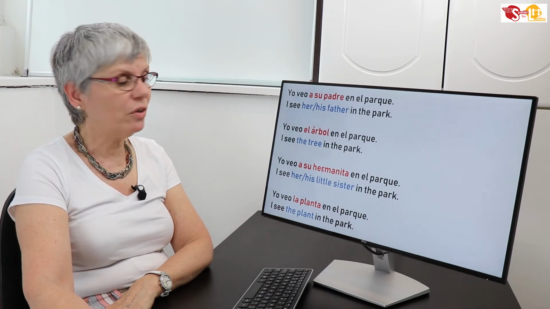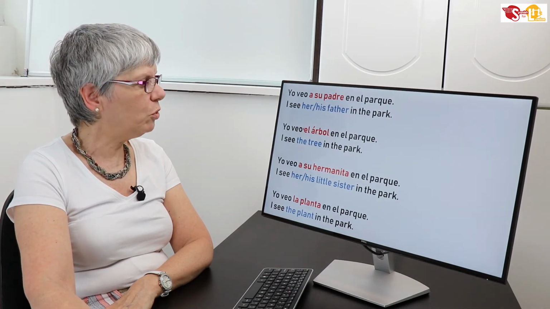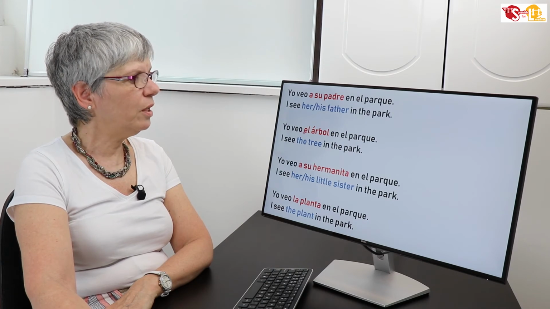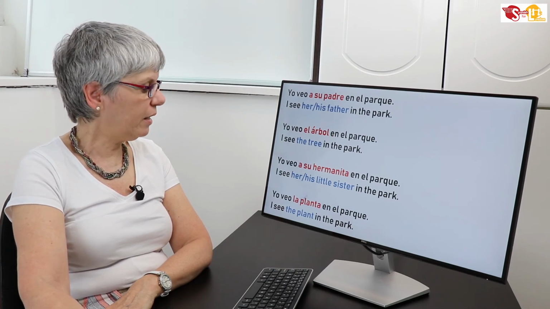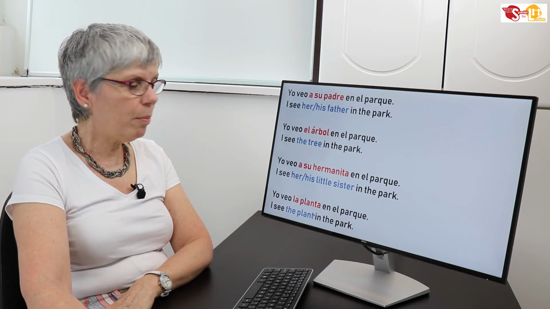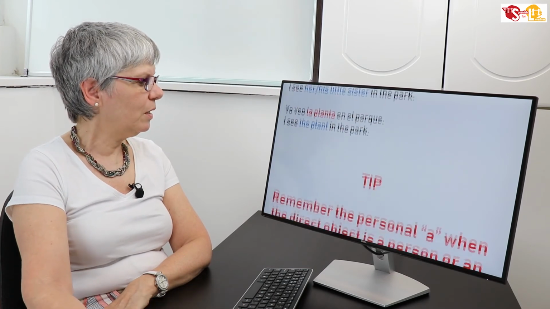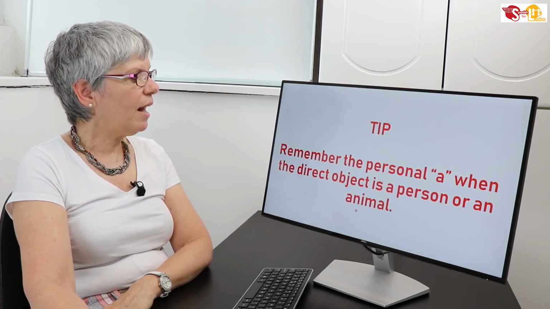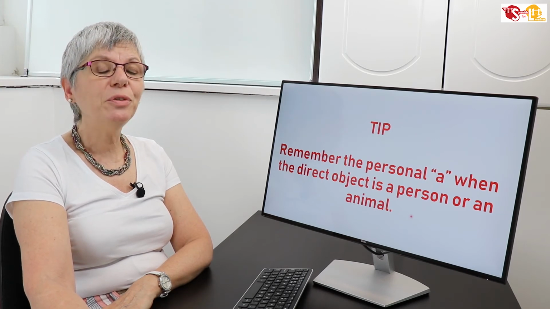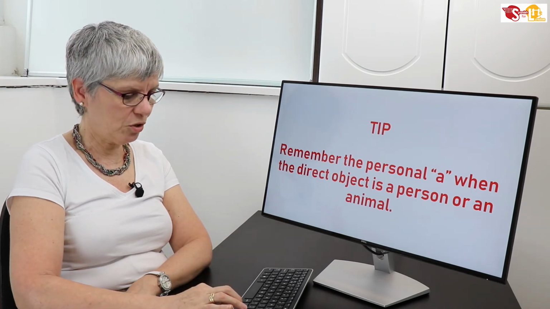Again, it is a person. But when the direct object is not a person, I do not put the a. I see the tree in the park. Yo veo el árbol en el parque. Or I see the plant in the park. Yo veo la planta en el parque. Okay, let's continue. So remember the personal a when the direct object is a person or an animal. And if you don't remember this, go to the lesson how to use the preposition a.